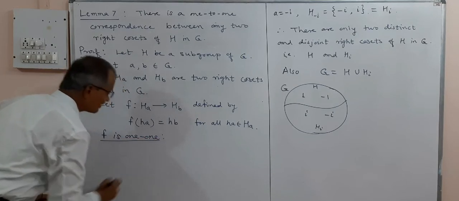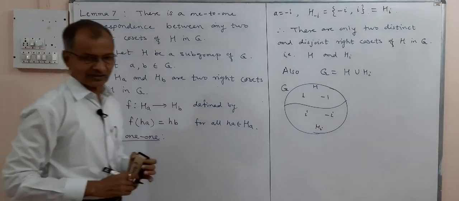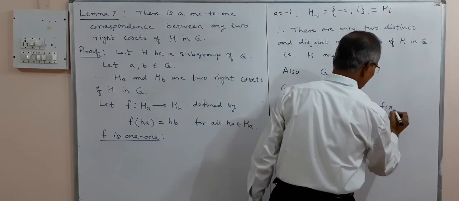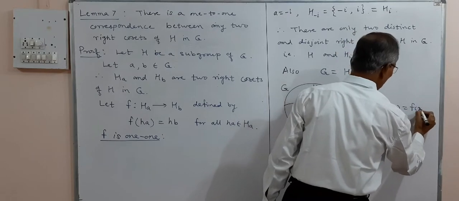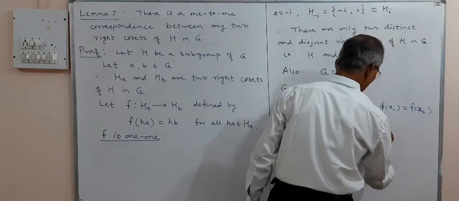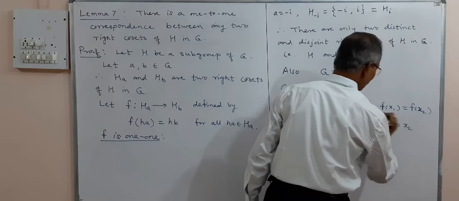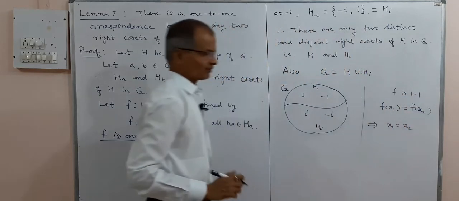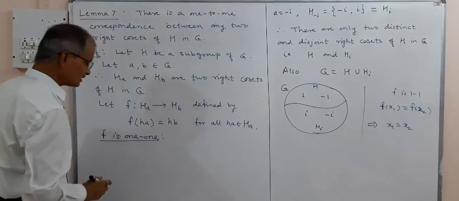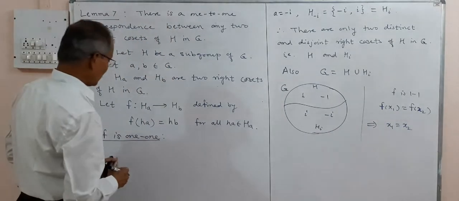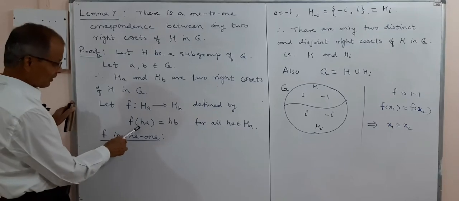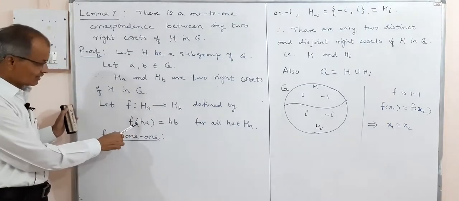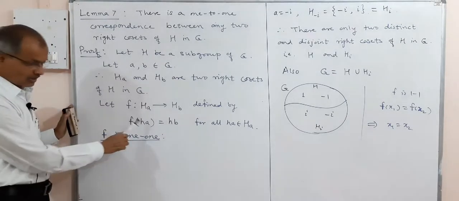Now for f is 1-1, what we have to consider: when we say f is a 1-1 function, if f of x1 is equal to f of x2 implies x1 is equal to x2, then the function is 1-1. This is the condition for a 1-1 function. So here we will consider f of x1, meaning in the domain we have to consider two elements. In Ha, two elements can be considered as h1a and h2a.